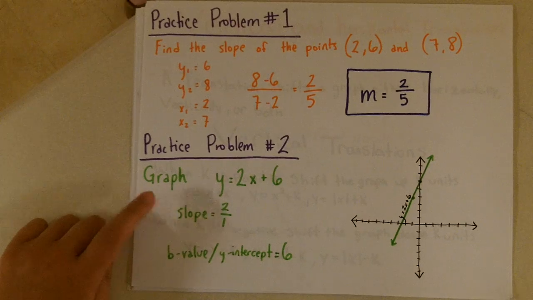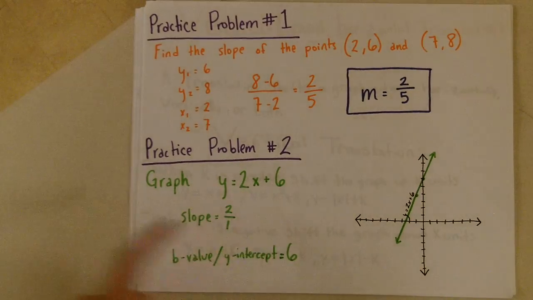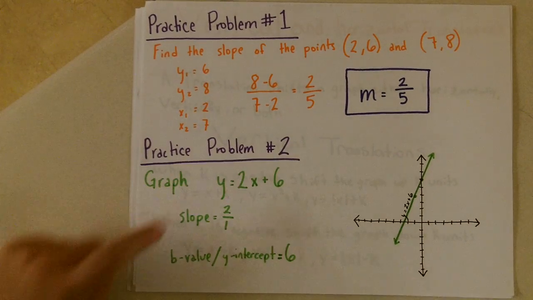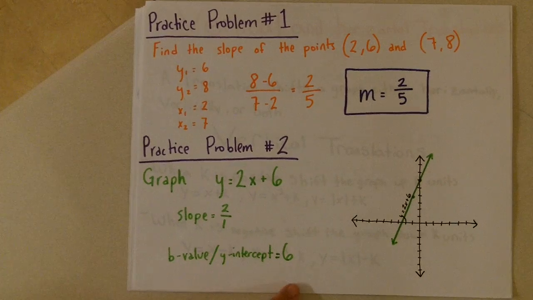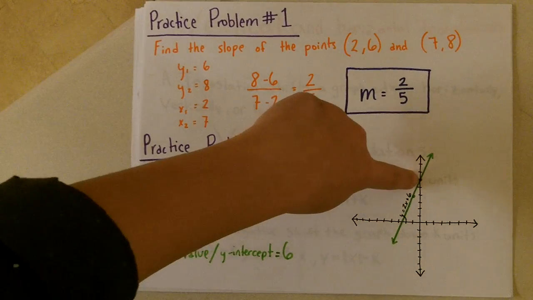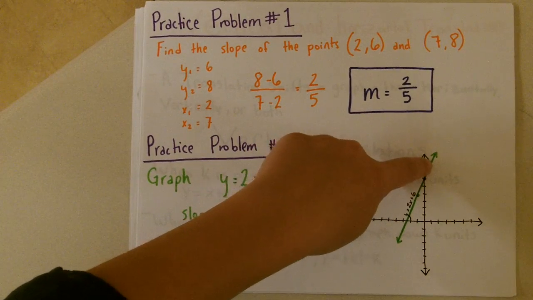This second problem, we're going to graph something in slope-intercept form. So you can see here that the slope is 2, which we know is the same as 2 over 1. And then your b value is 6. And since we know that the b value is your y-intercept, you can go ahead and plot that. So on your y-axis, you can plot 6. And then you can use your slope and go up 2 and over 1.